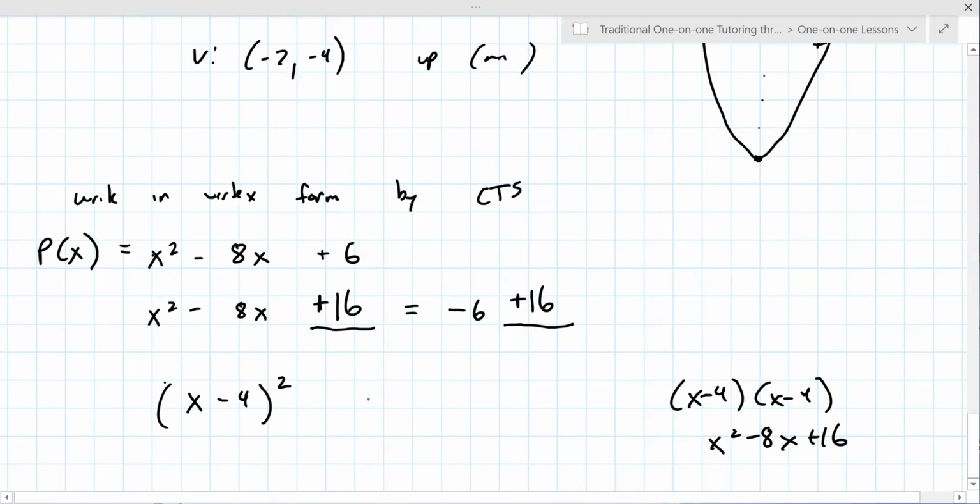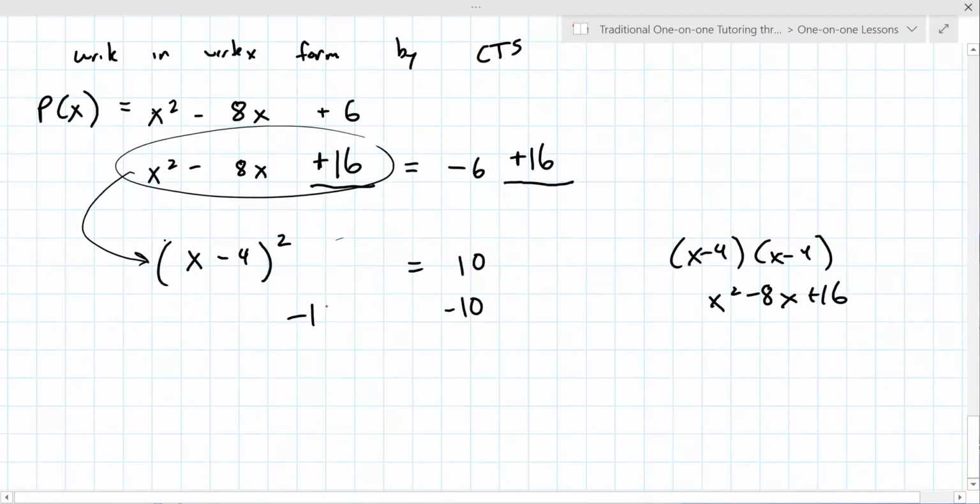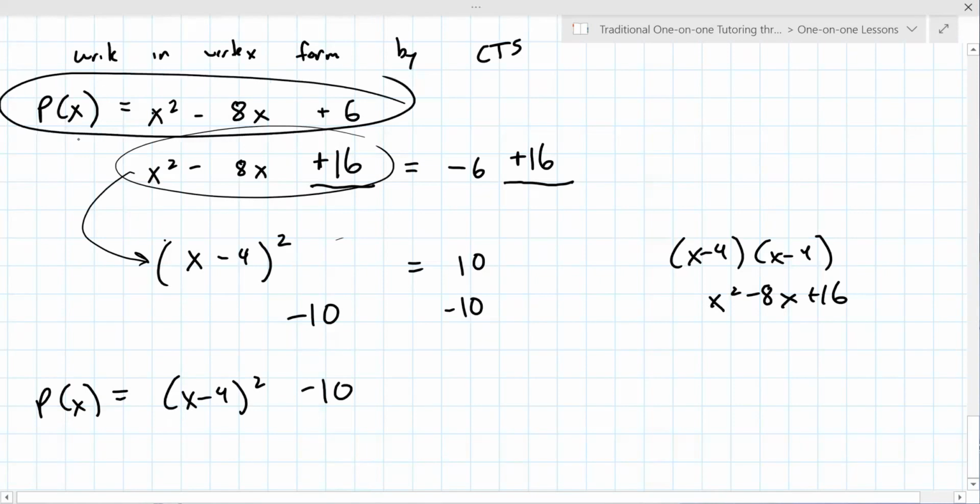Okay. So this is where these three terms become this right here, this binomial. But on the right, you have to add them together. So that equals 10. So if you subtract 10 from both sides, you get back to (x - 4) squared minus 10. And that's your p of x. So what we have from the start here is this down here if you expand it and subtract 10.